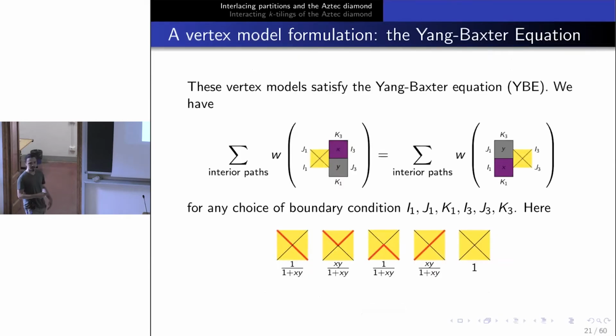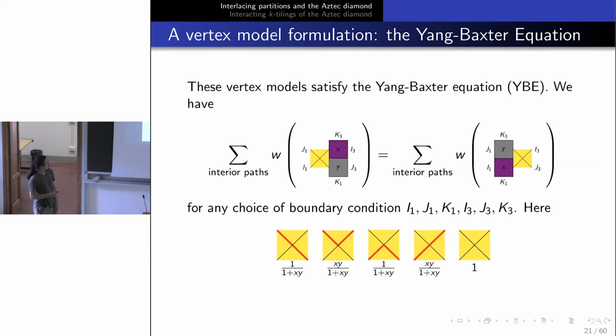So why is this nice? Why is this bijection nice? Because now we can use tools from integrability to compute the partition function. So in fact, these 5 vertex models are Yang-Baxter integrable. So the weights satisfy the Yang-Baxter equation.